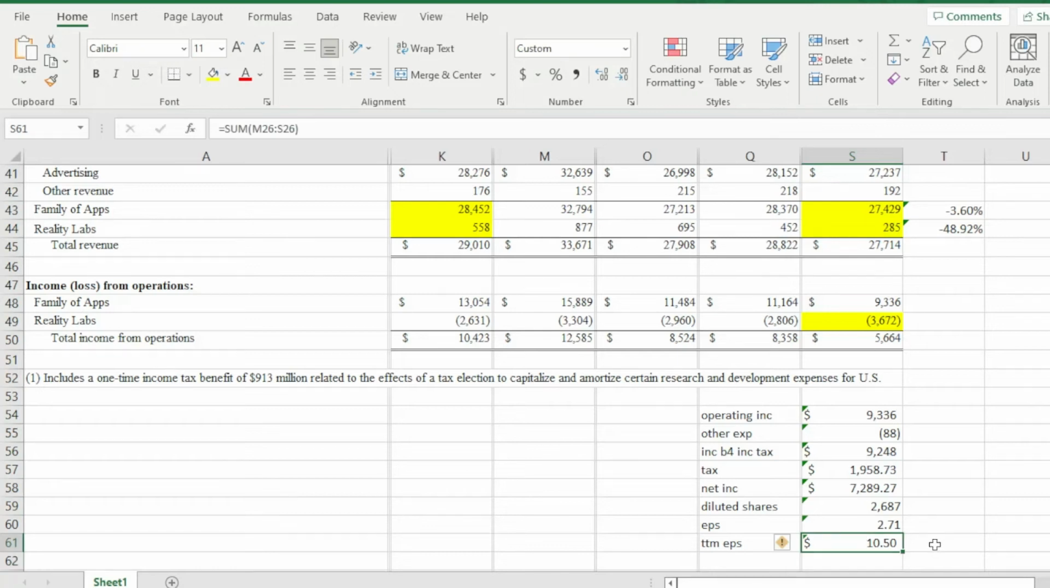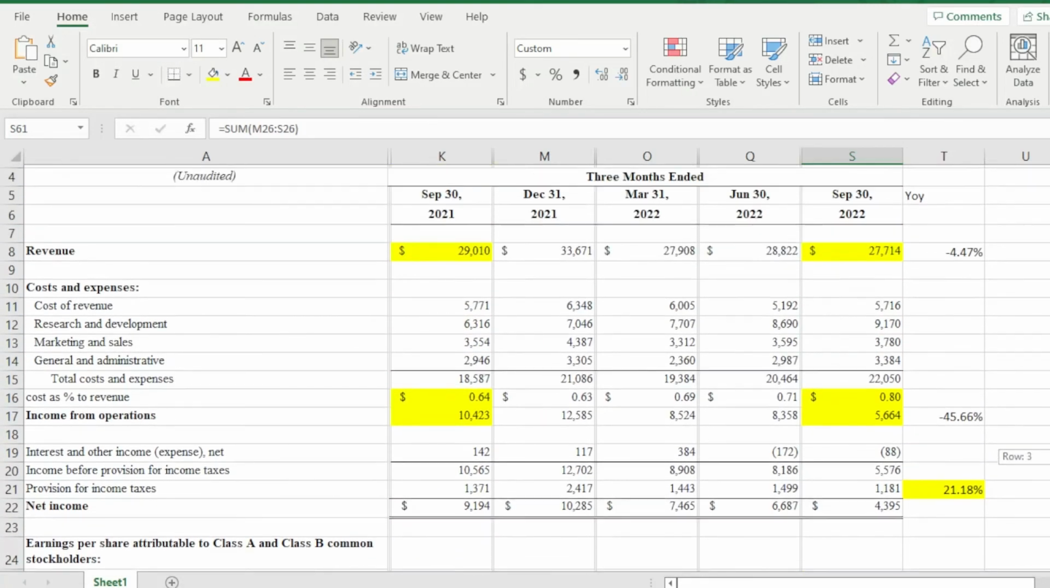All right, so currently this is the current trailing 12 months earnings per share. It's $10.50. Now this is obviously going to come down because ad spending is going down. We are essentially in an ad recession. And on top of that, this Reality Labs segment continues to lose a lot of money. So obviously we're going to see this earnings per share figure continue to drop.